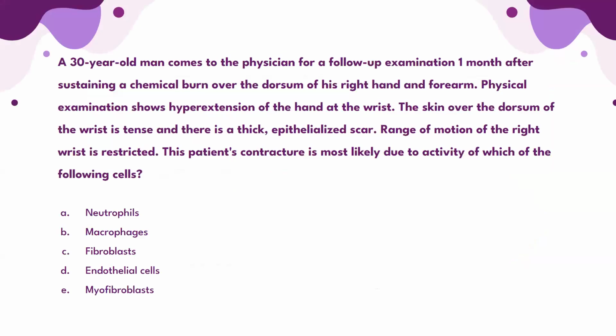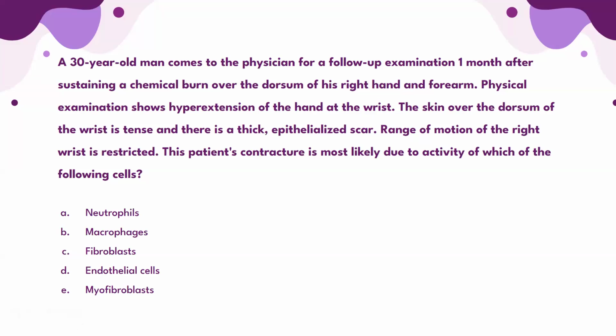A 30-year-old man comes to the physician for a follow-up examination 1 month after sustaining a chemical burn over the dorsum of his right hand and forearm. Physical examination shows hyperextension of the hand at the wrist. The skin over the dorsum of the wrist is tense, and there is a thick epithelialized scar present. Range of motion is very restricted. The patient's contracture is most likely due to the activity of which of the following types of cells?